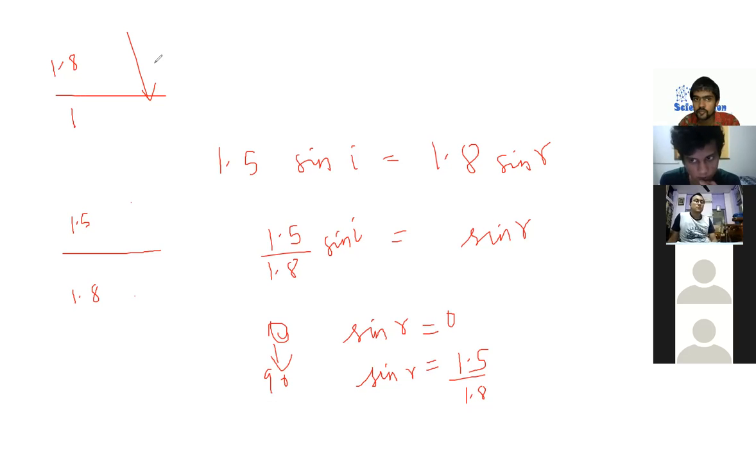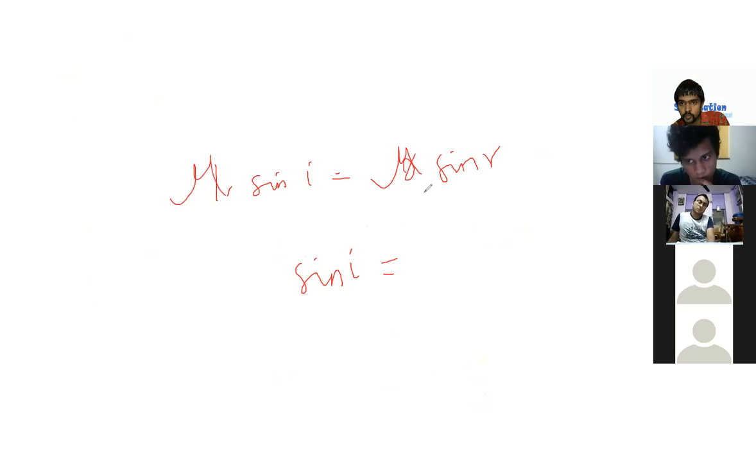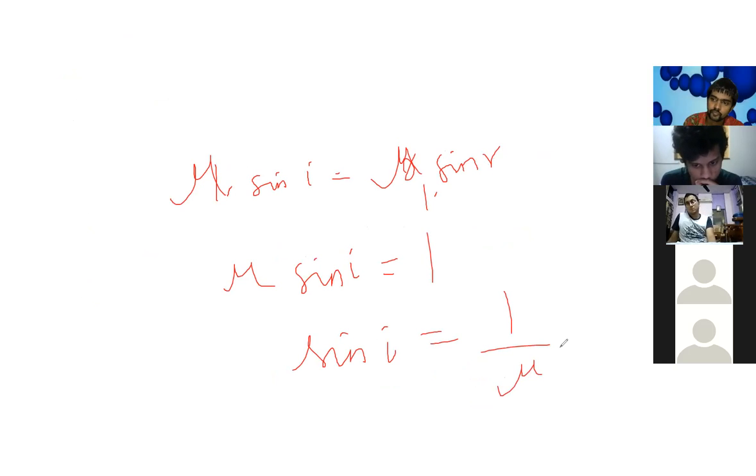So my critical angle will be sin inverse of 1 by mu, as we saw here. 1 into sin I is equal to mu into sin R. But R is 90, so you get sin I is equal to... wait, from denser to rarer, mu to 1. So mu into sin I is equal to 1 into sin R. From thick it is going to thin. R is 90, so you get mu sin I is 1. So I get sin I is 1 by mu.